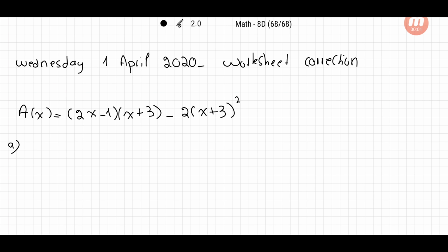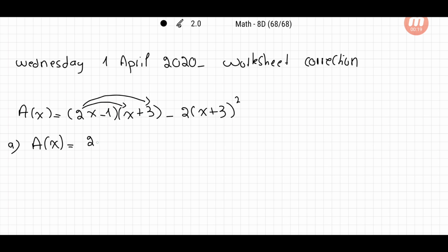Okay, hello guys. Let's correct the worksheet. I had A of x equal to (x minus 1)(x plus 3) minus (2x plus 3) squared. I need to develop and reduce. So A of x equals... develop and reduce means I need to expand.